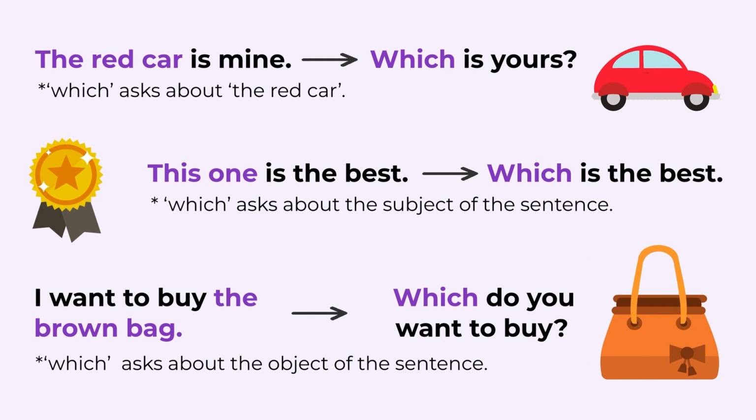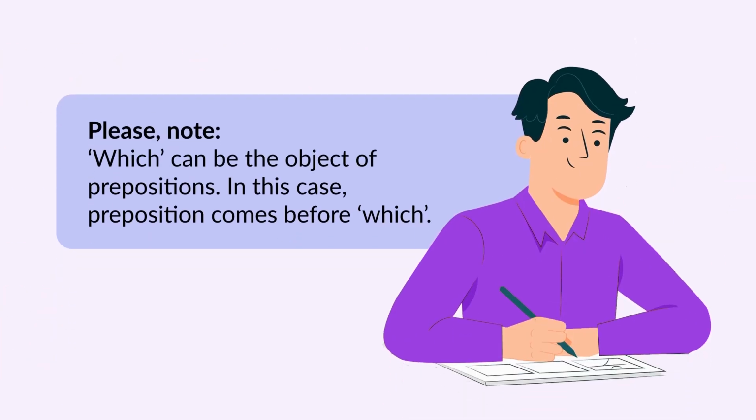I want to buy the brown bag. Which do you want to buy? Which asks about the object of the sentence. Please note, which can be the object of prepositions. In this case, the preposition comes before which.